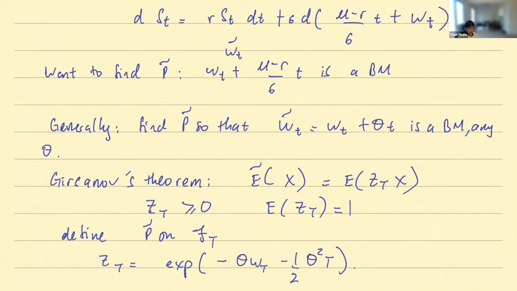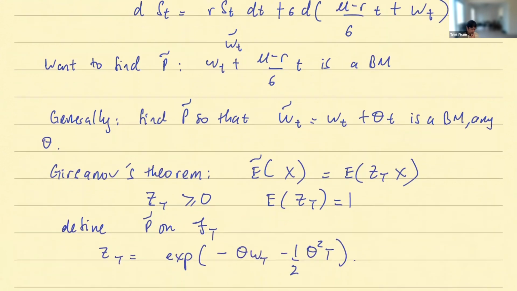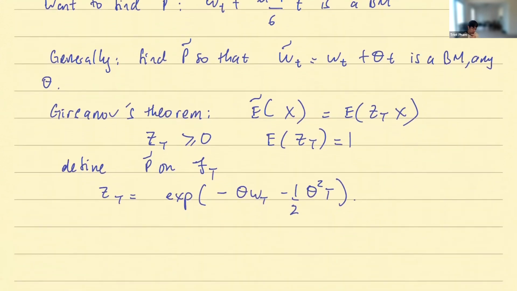So basically, the message more or less is that you could get rid of the drift. A Brownian motion with drift definitely is not a Brownian motion, but you could find a new point of view so that the Brownian motion with drift will become a Brownian motion under your new point of view. All right, any questions so far?